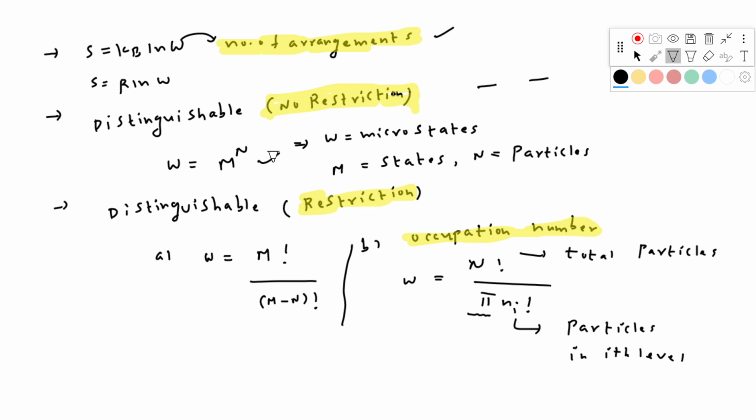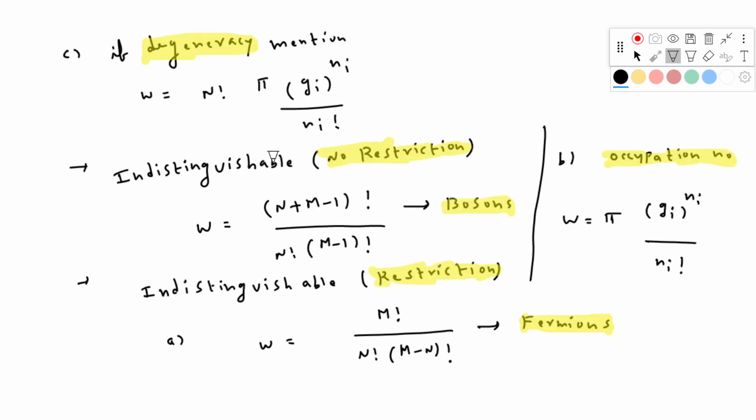And a third formula is also there for the same condition, if degeneracy is mentioned. If the examiner mentions degeneracy, then you have to use this formula: N factorial into Pi z_i power n_i by n_i factorial. n_i is the number of particles in the ith level, z_i means the degeneracy of the ith level, and N is the total number of particles.